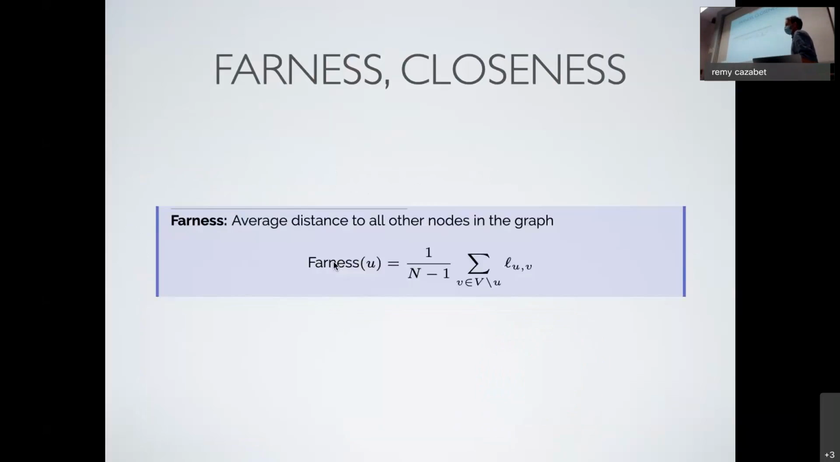To understand it, we can define first the farness. The farness is very simple. It's the average distance to all the other nodes in the graph. We have defined the distance before. It was the number of hops in the shortest path between two nodes, right? So there is a unique distance between any two pair of nodes. And so the farness is the sum of the distance to all the other nodes, and it's the average. So very simple.